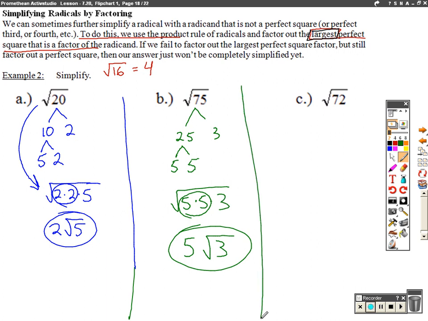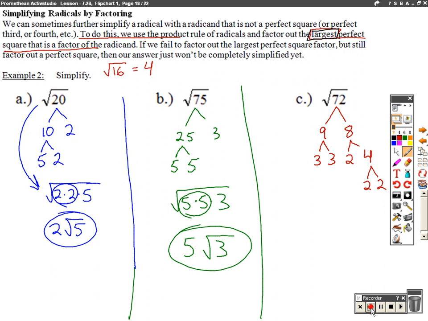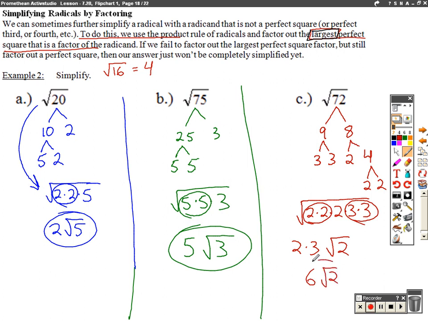Square root of 72, if you did a factor tree on that, you would be left with 3 2's and 2 3's. My index is 2, so I have 2 2's. I have 2 3's, so this 2 can come out. This 3 can come out. This 2 stays underneath. 2 times 3 is 6 times the square root of 2. So you can see you get the same answer for all of these as we did using the other method. It's really your choice what you think works better for you.